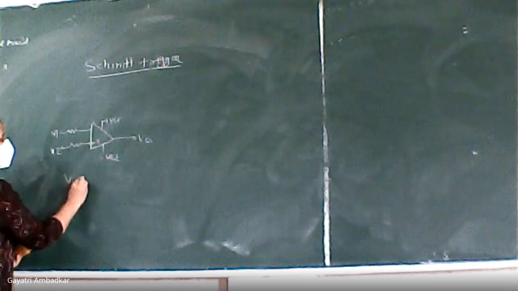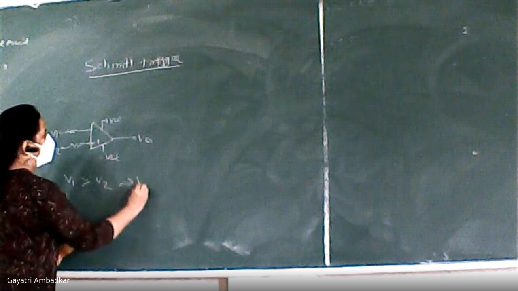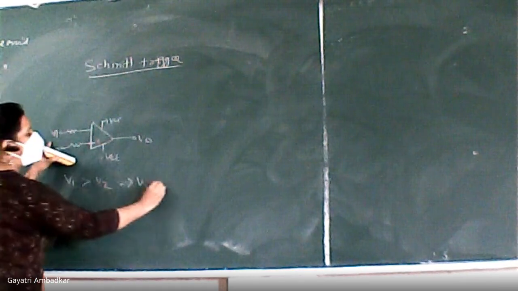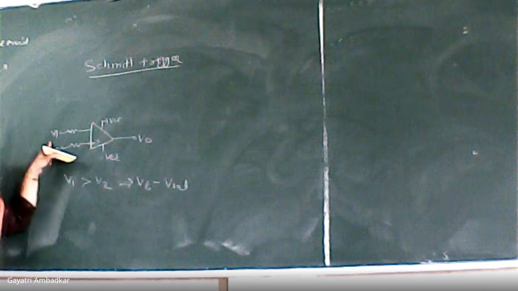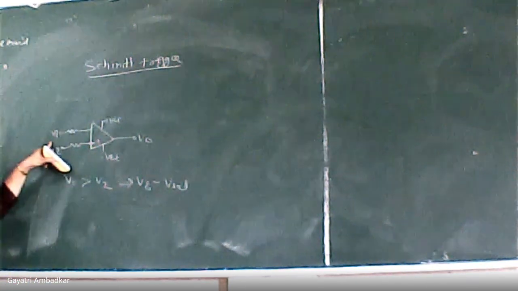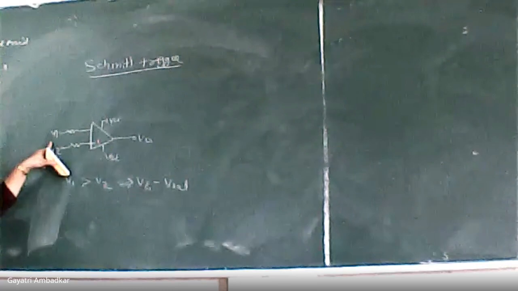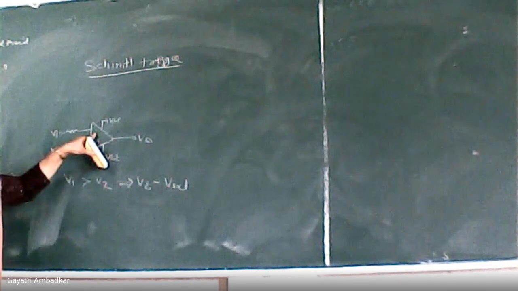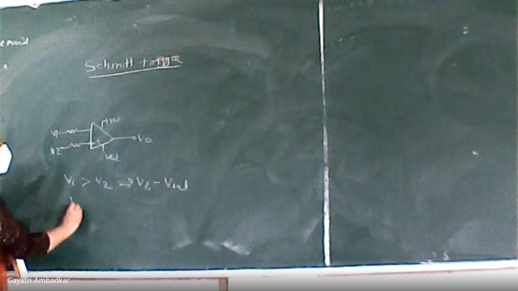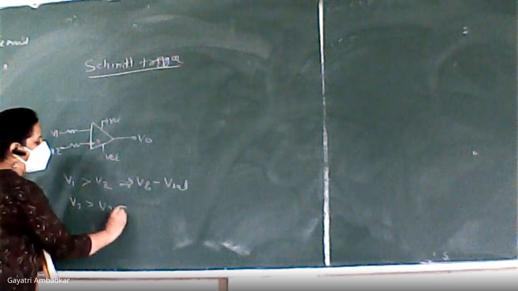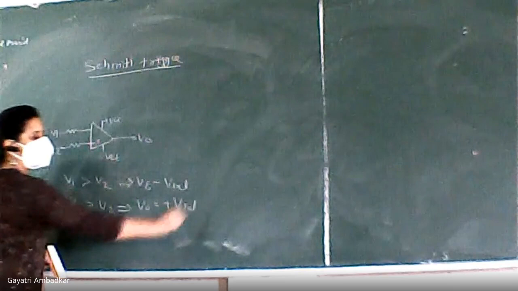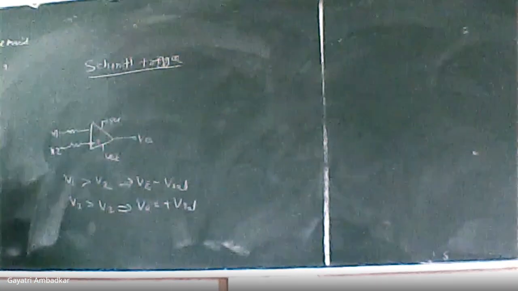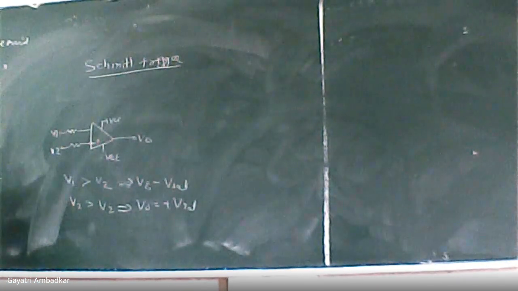If V1 is greater than V2, in this case, it will provide you output equal to minus Vsat, right? Wherever your higher output is connected, it will provide you output Vsat followed by the sign of that terminal. Suppose V2 is greater than V1, then it will provide you output equal to plus Vsat. Right? So this way you can compare two signals.